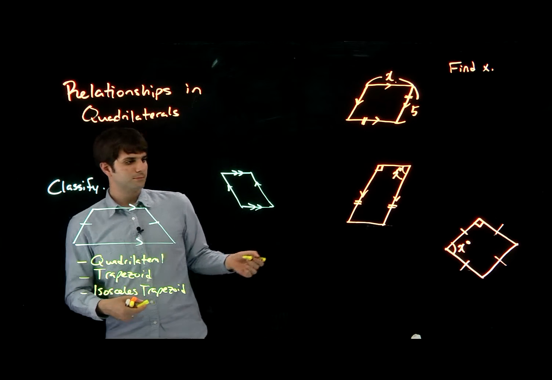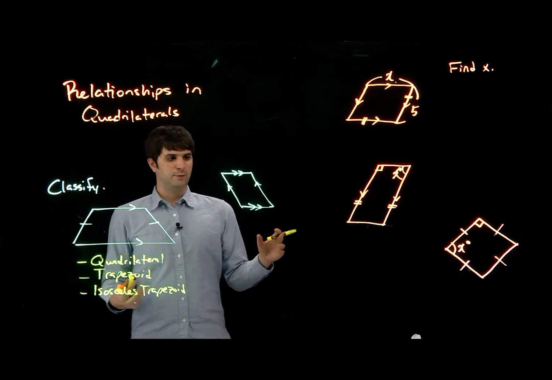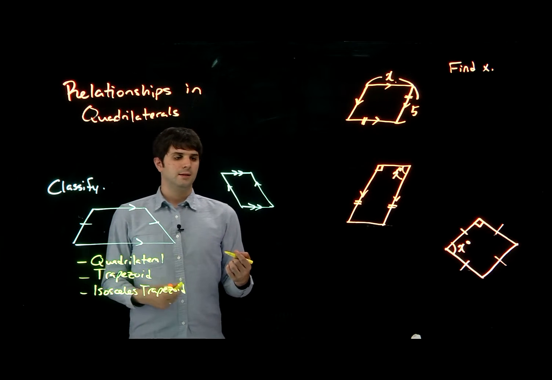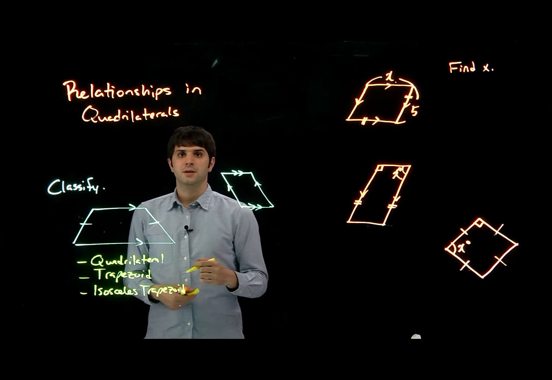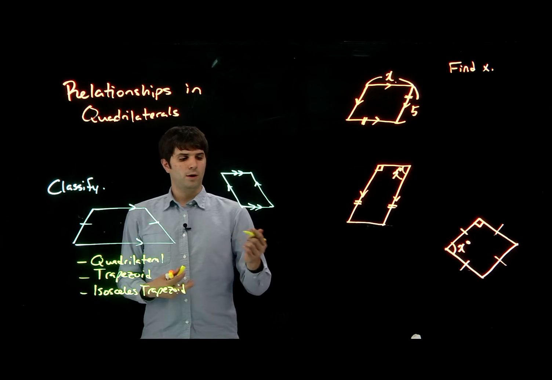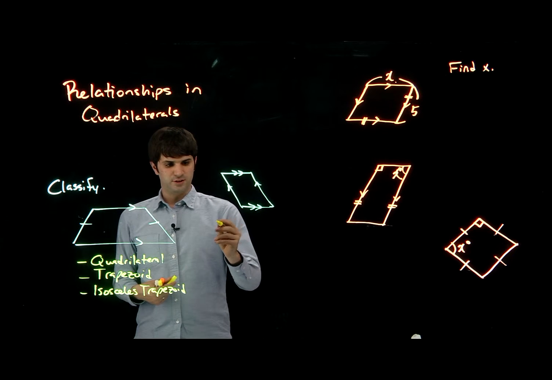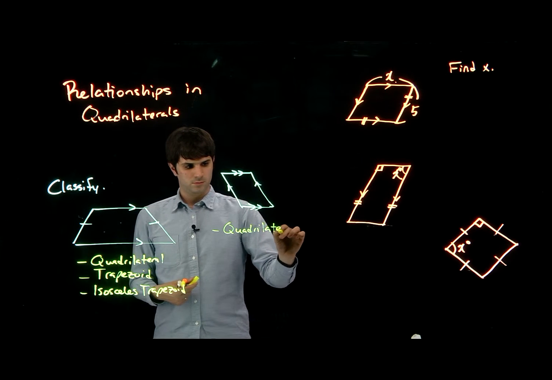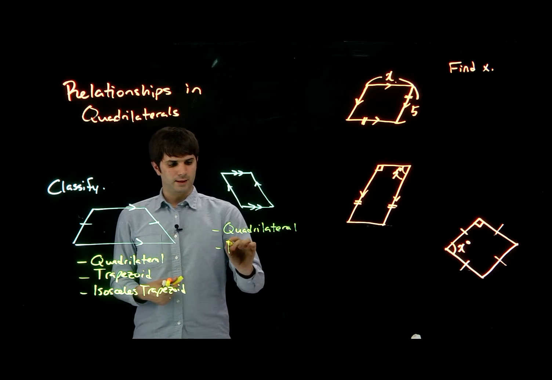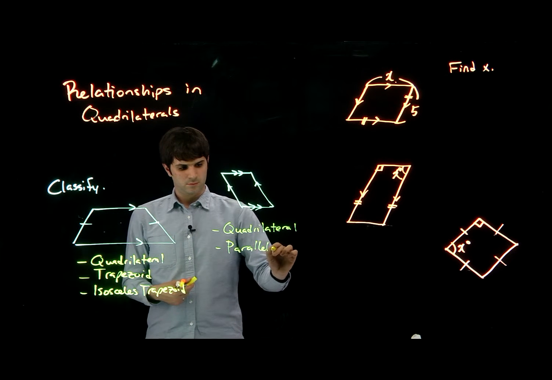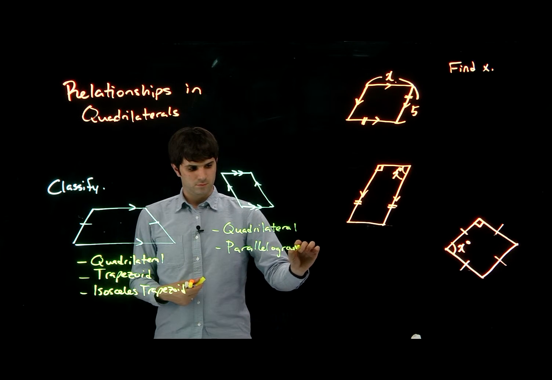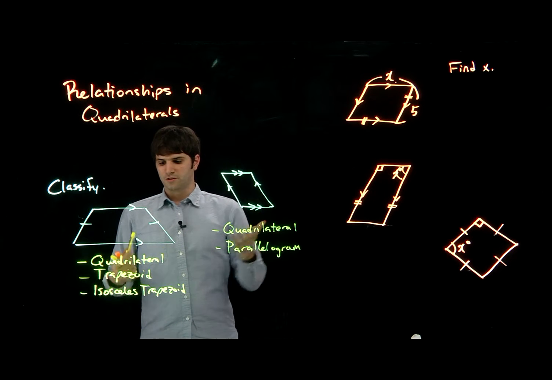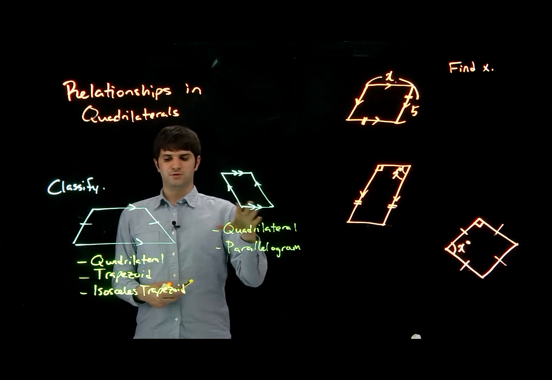Here, it looks like we're not given any information about the angles or the sides as far as congruence. But we are given information about the sides being parallel. So what this is then, it's going to be obviously a quadrilateral, and it is a parallelogram. This is just classifying, listing all the different types of shapes that are in these.